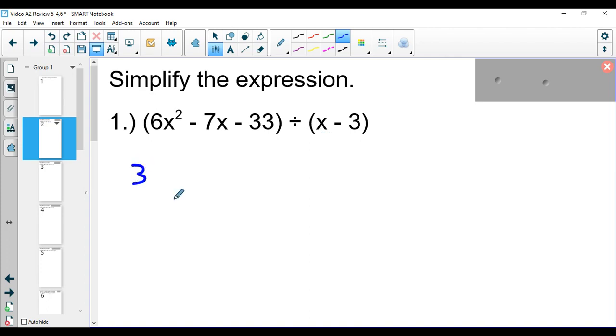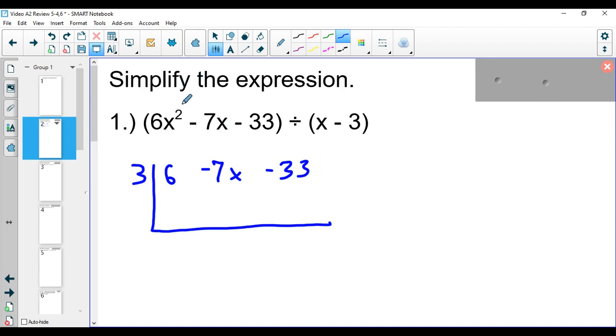So we're going to put the real root of the x minus 3, which is positive 3, outside. And then along here, we put the coefficients. So 6x squared, we've got 6. Negative 7x is negative 7 and negative 33 is our constant. I'm going to make sure we've got no missing terms: x to the second, x to the first, and the constant, no missing terms. Now we just run through our synthetic division. Oh, we don't need that x there. Just negative 7 is good enough.